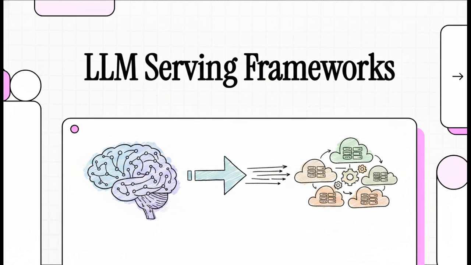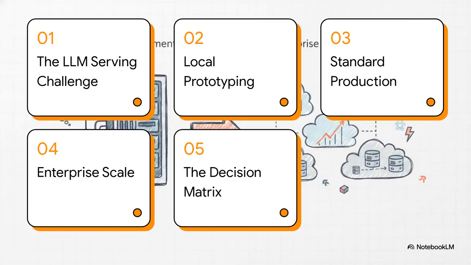We're going to trace the exact scaling journey you'll take as an AI developer, turning this huge infrastructure challenge into a totally actionable deployment strategy. Okay, let's just quickly glance at our roadmap. We are going to hit the LLM serving challenge, move into local prototyping, graduate to standard production, tackle enterprise scale, and finally wrap it all up with a clear decision matrix.